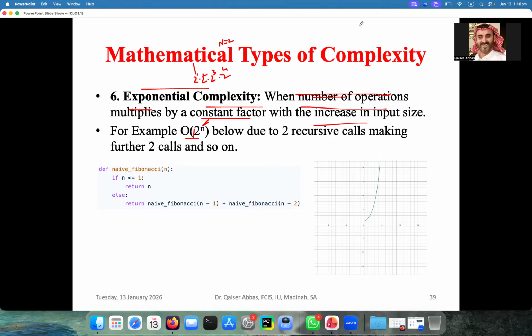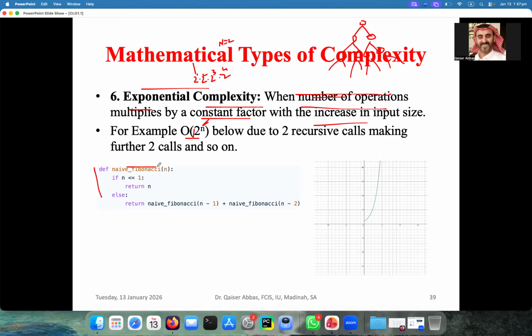For example, if some algorithm is building some kind of a tree: first, 2 raised to the power 0 is 1, one element. In the next step 2, and then in the next step 4, and then in the next step it is like 8. So the algorithms which go like this, like a binary tree, will most probably have this complexity. So an example is order of 2 raised to the power n below.